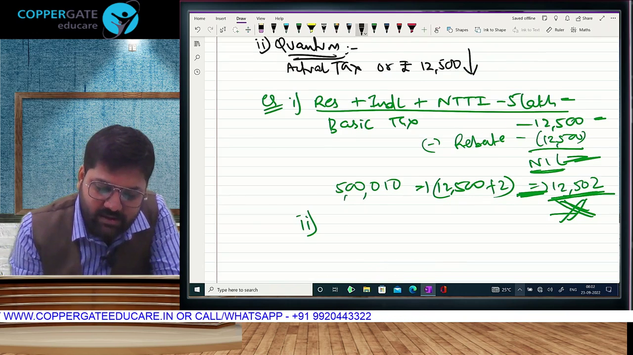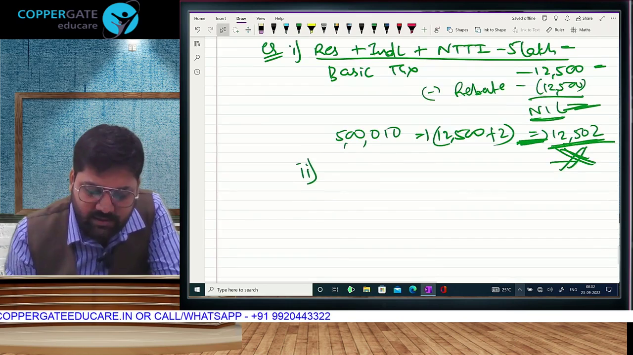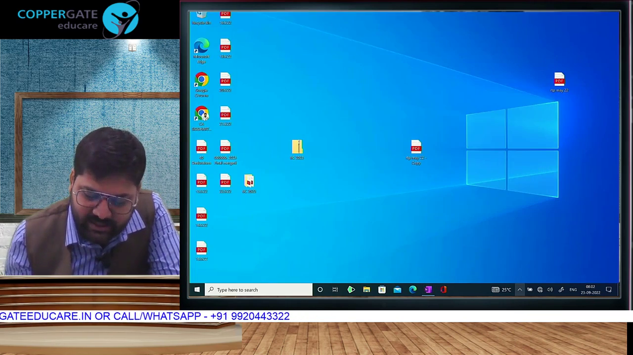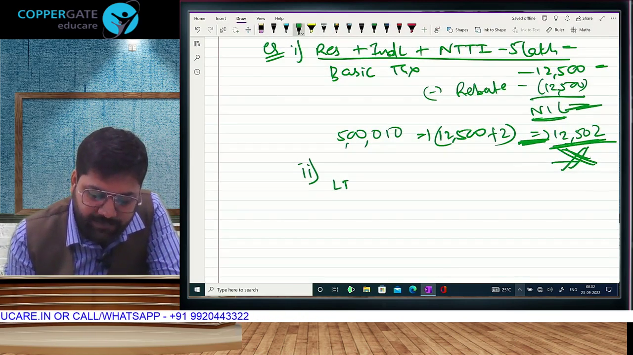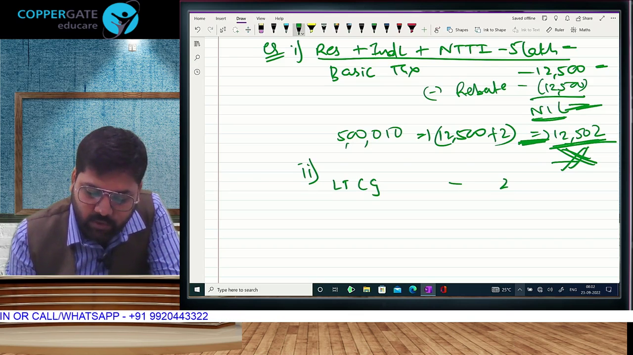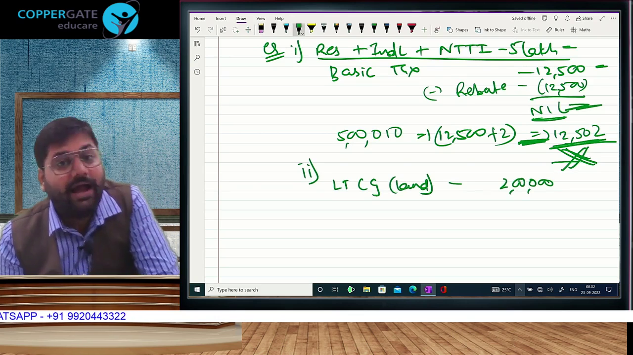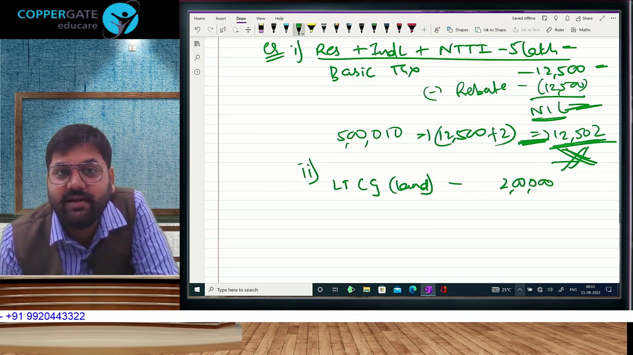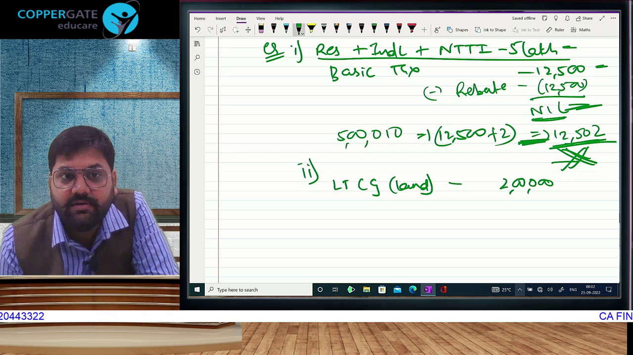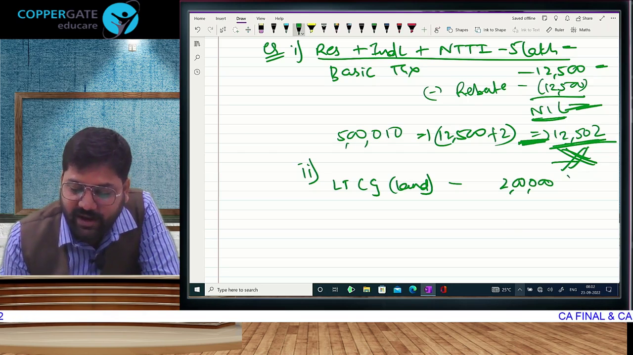Simple. Very simple. Supposing there is an assessee who has earned long-term capital gain of 2 lakh rupees. Long-term capital gain on sale of land. I have not taught you this, but did I tell you that there are some incomes taxable at special rate? Long-term capital gain on sale of land is covered in section 112 and the rate of tax is 20%.